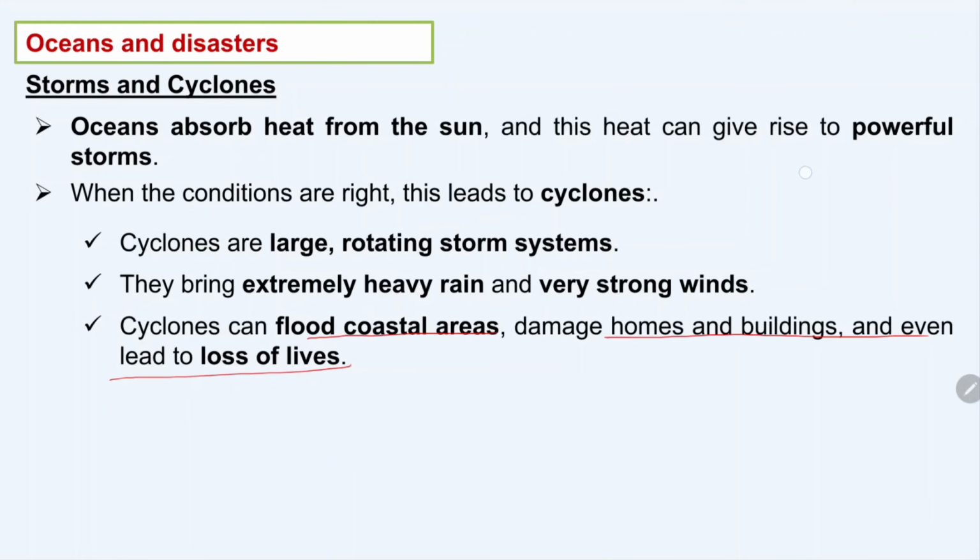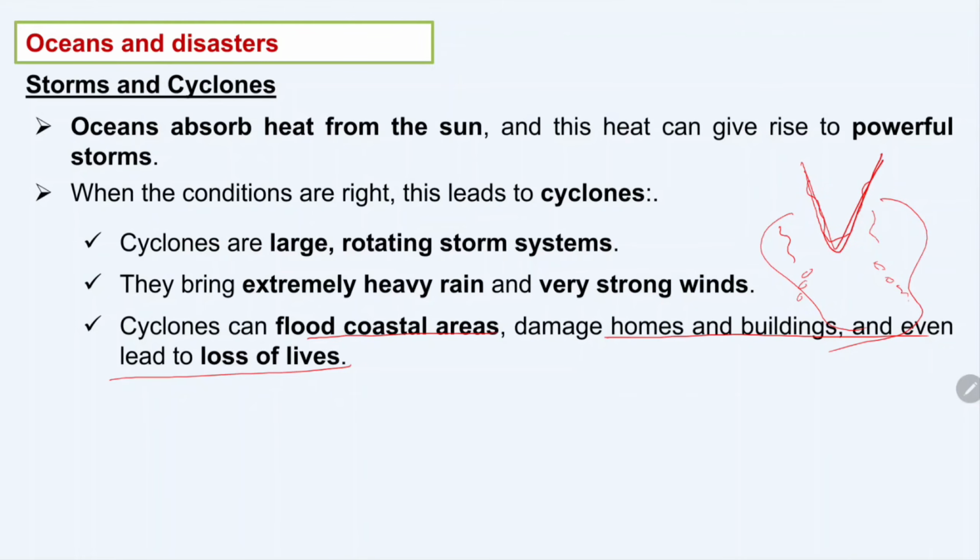So what are these coastal areas? Suppose this is the map of India, and I am drawing just the lower part. Here we have the Indian Ocean. On this side we have the Arabian Sea and on this side we have the Bay of Bengal. Especially these coastal areas suffer a lot, and we have the Andaman and Nicobar Islands here, and the Lakshadweep Islands here.